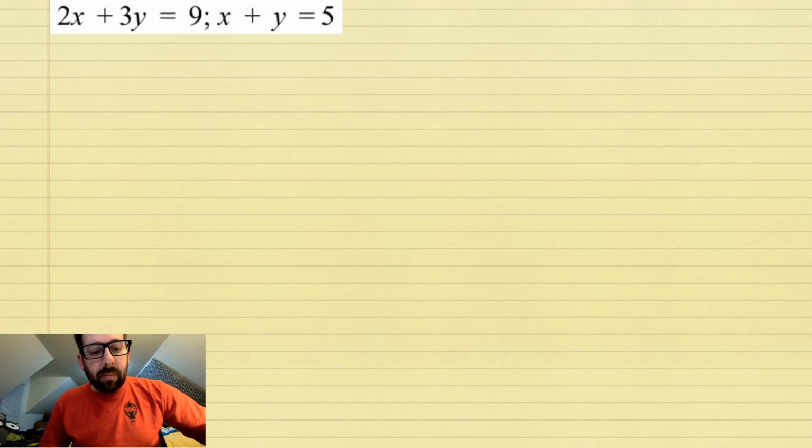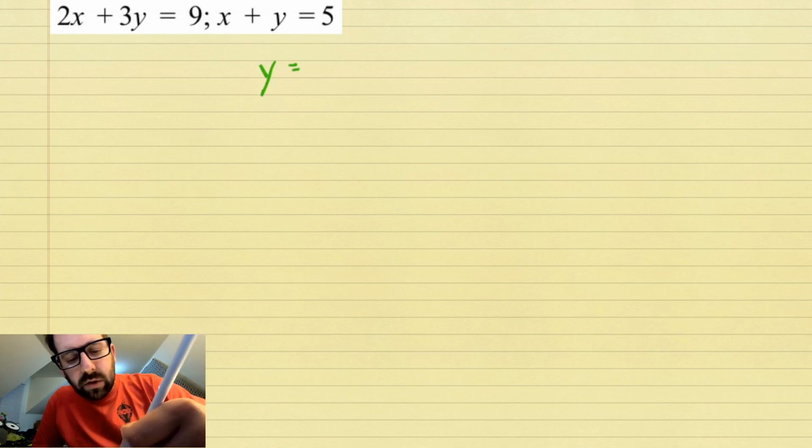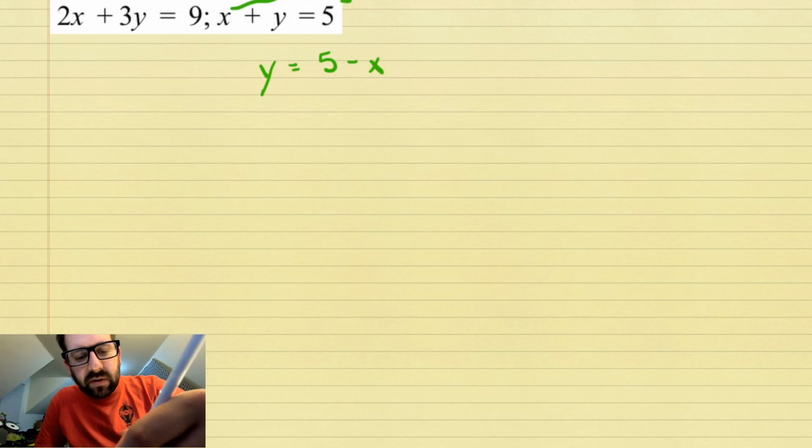On this particular problem, I'm probably going to use substitution. The reason is that it looks easy in the back equation, x plus y equals 5. That looks like it's probably the easiest. So I'm going to solve that one for y. I'm going to move that x over and subtract it across.